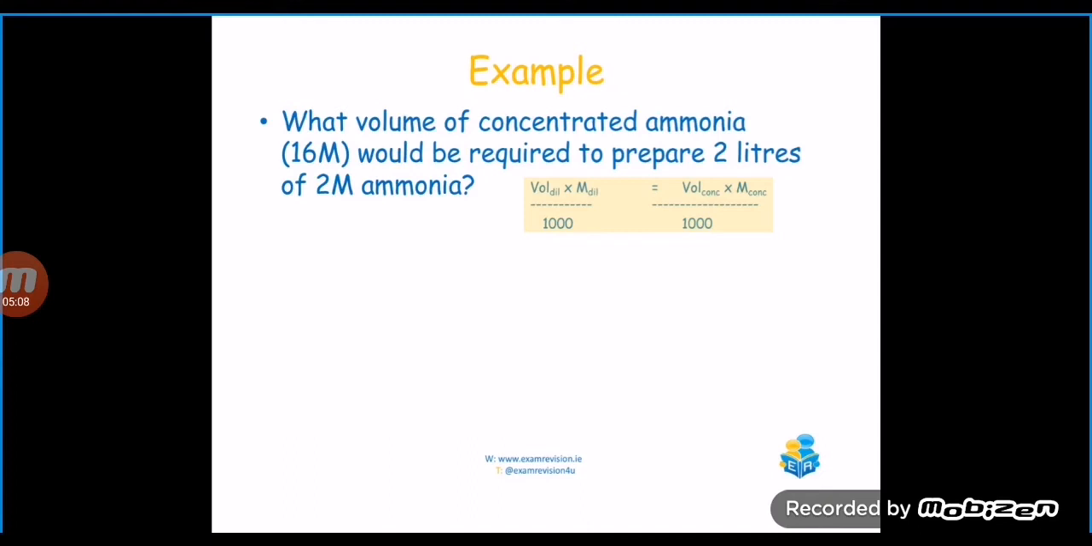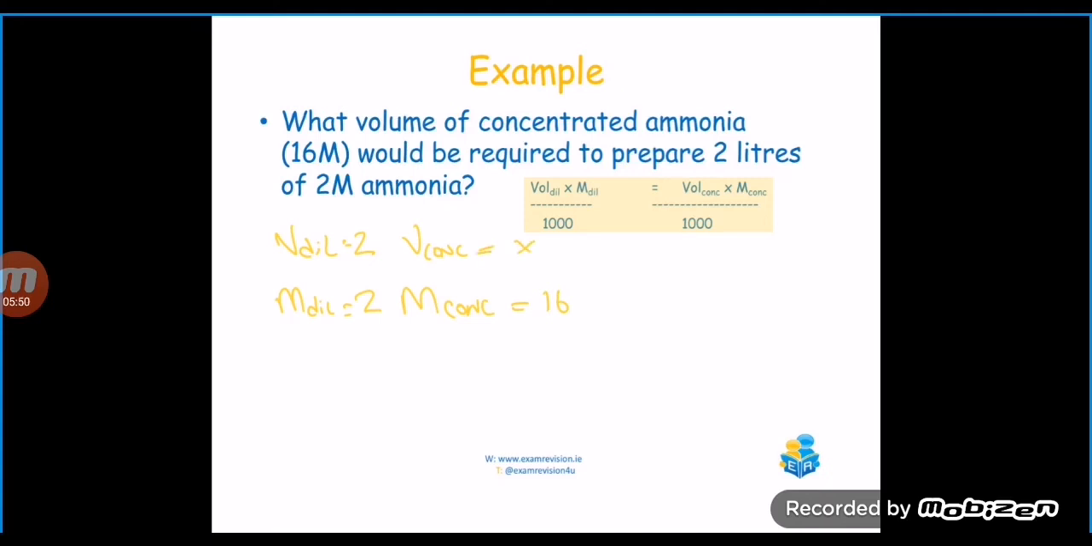So here's another example. It says, what volume of concentrated ammonia of 16 moles would be required to prepare 2 litres of 2 molar ammonia? So here you can see that this is a direct use of the formula. So as per usual, I will do out my little list of all of my values so that I know what I need to find. The volume of the diluted solution is 2 litres. The molarity of the diluted solution is 2 moles. The molarity of the concentrated solution is 16 moles. And the volume is what we are trying to find.